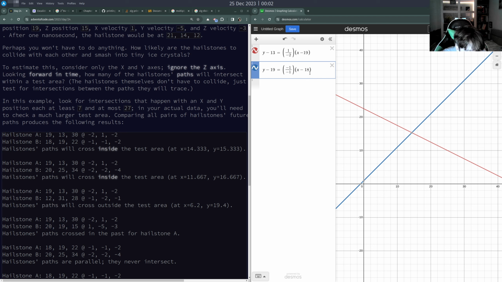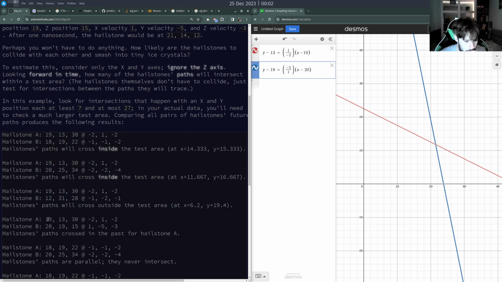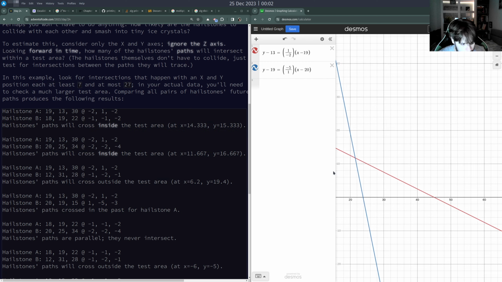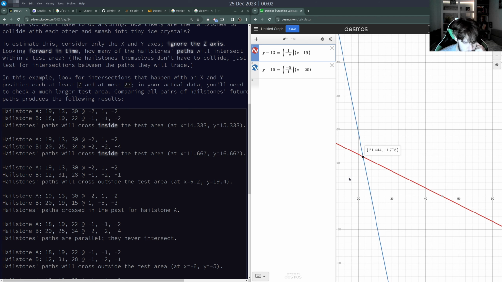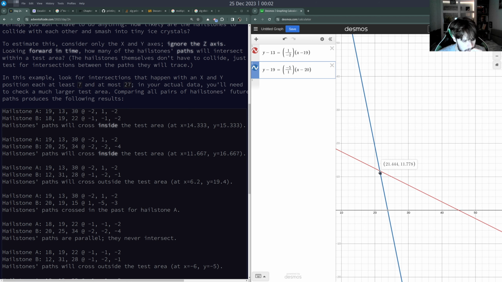So it is -5/1, and the x, the y 20, and then this here is 20. So these ones. No, sorry, this one here. So there's the intersection. But then hailstone A, which is the red line, starts at, oh god, is it the other way around? Maybe it's the other way around.